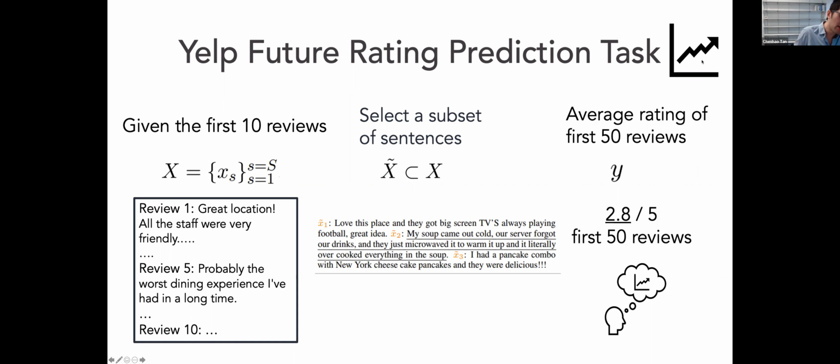But we choose reviews so that most crowd workers will have experience with them and it doesn't require specific expertise. Then the decision for summarization is to choose sentences from these reviews that hopefully give you a good sense of how well the restaurant is going to do in the future.